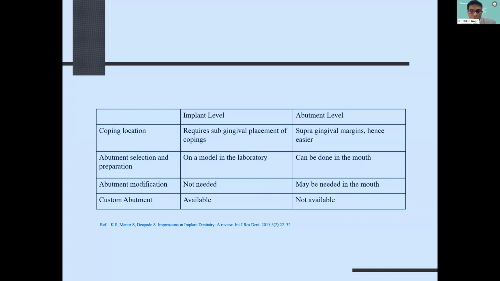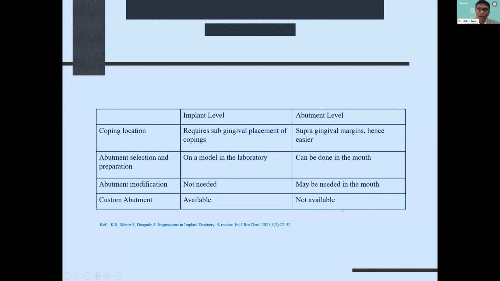Abutment modification, if you are doing implant level, is not needed because you select a particular kind of abutment, or you make a smart custom abutment or a castable. Whereas if you take an abutment level impression, then you need to modify it in the mouth. And as I said, it can sometimes create discomfort. Custom abutments are always available with implant level impression, but when you're doing abutment level impression, they are not available.